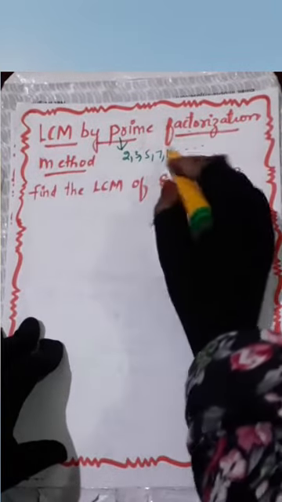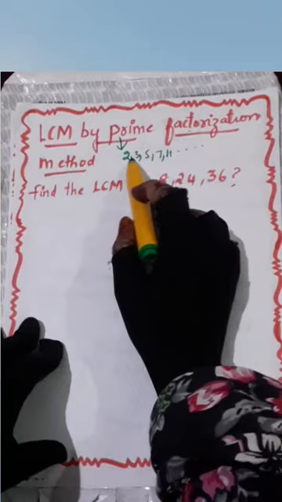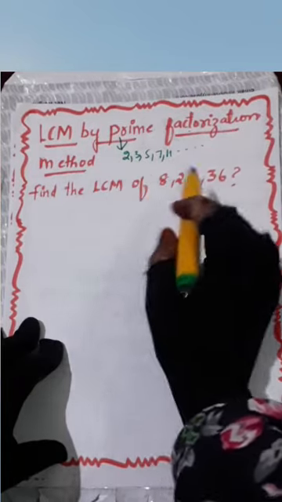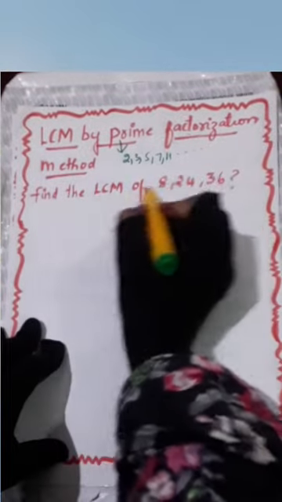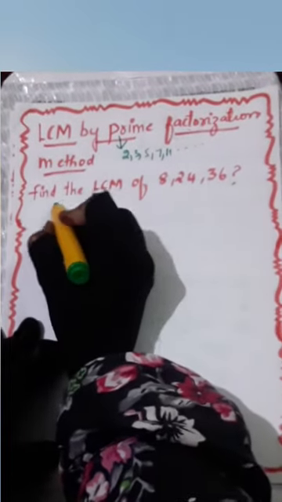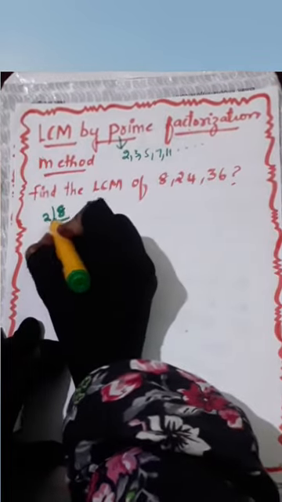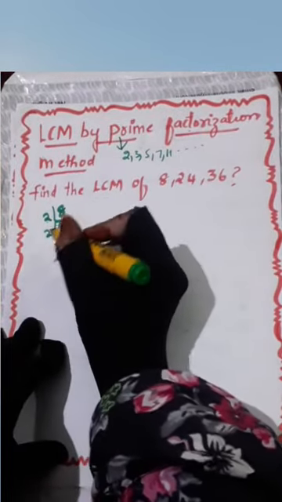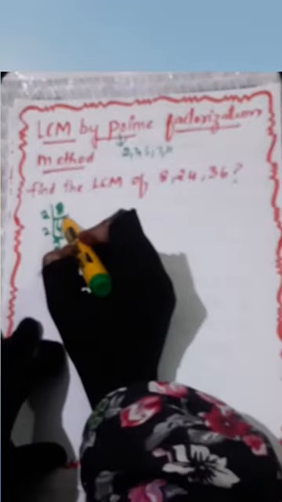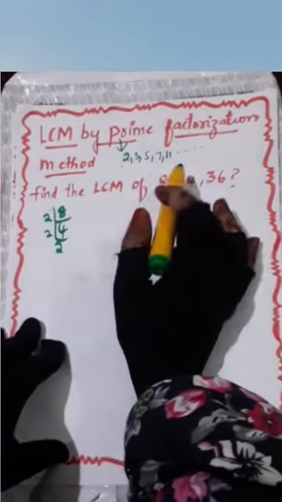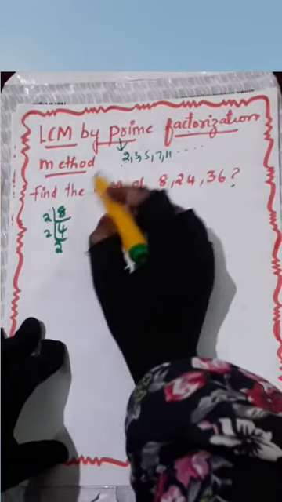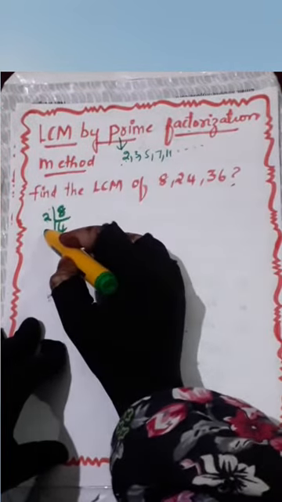By prime factorization method, we have to take these numbers and find the LCM. Here we have to find the LCM of 8, 24, 36. First we take 8. 2 4s are 8, 2 2s are 4. Why are we not taking 4 2s are 8 directly? Because 4 is not a prime number. 2 is a prime number. In the 2 table, 8 will come: 2 4s are 8, then 2 2s are 4.